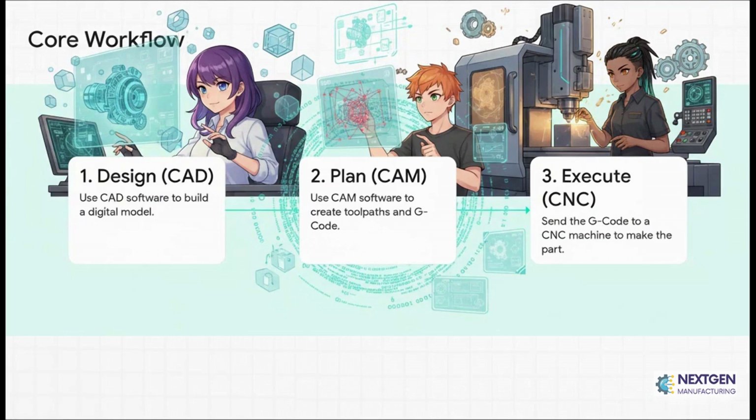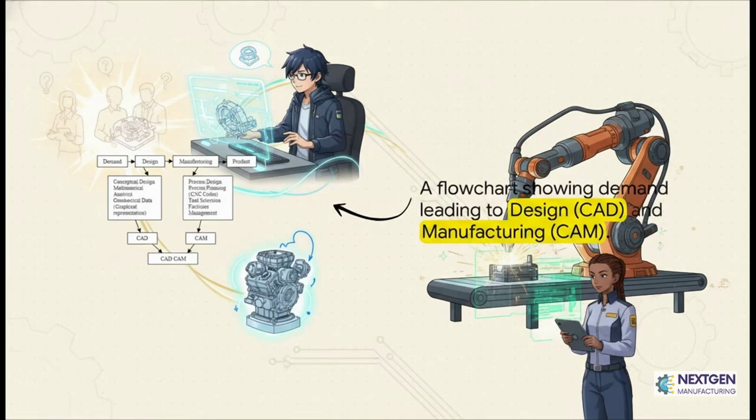That's the mantra. And this flowchart really lays it all out perfectly. You see, it all starts with a need, a demand for something. That demand sparks the design, which is created in CAD. From there, that digital design flows right into the manufacturing phase, which is all planned out by CAM. It's this beautiful, seamless, integrated system that takes an idea from just a thought all the way to a finished product you can hold.